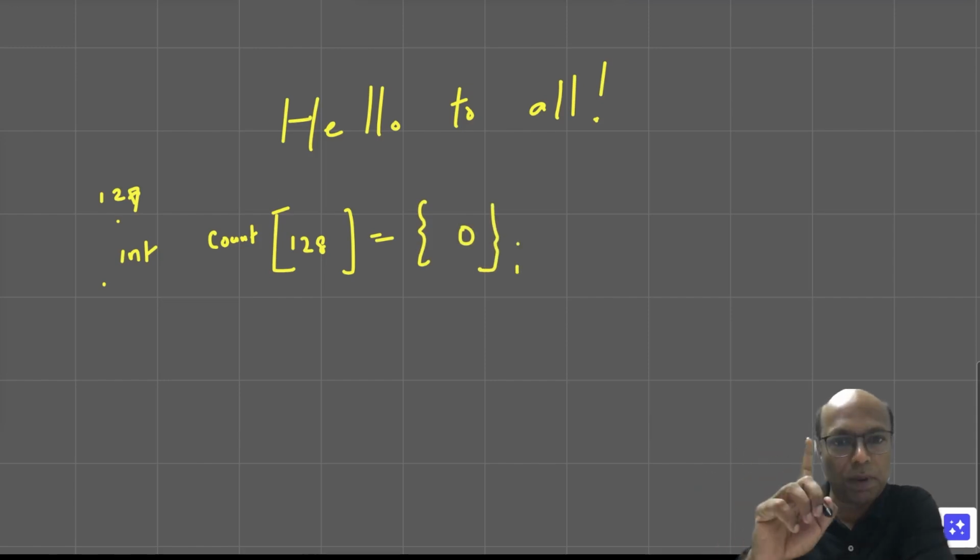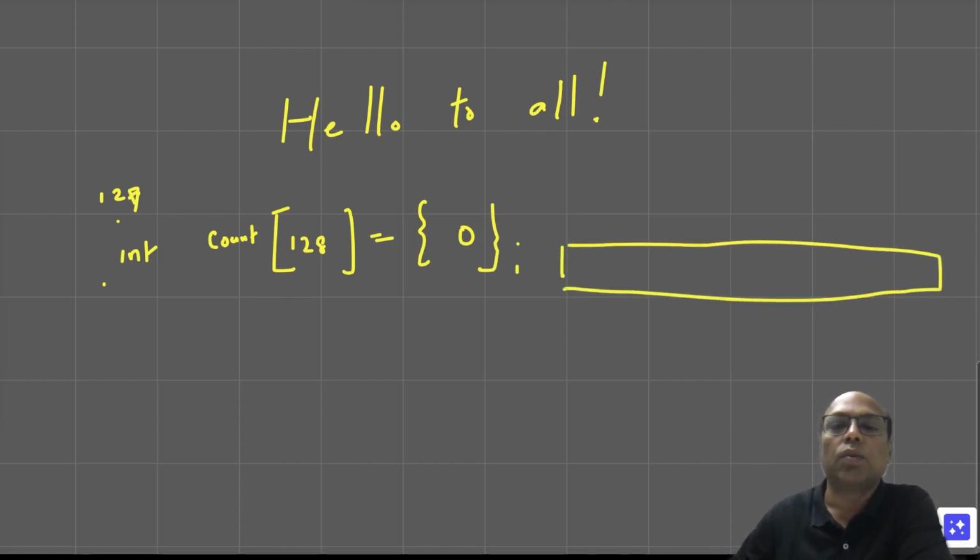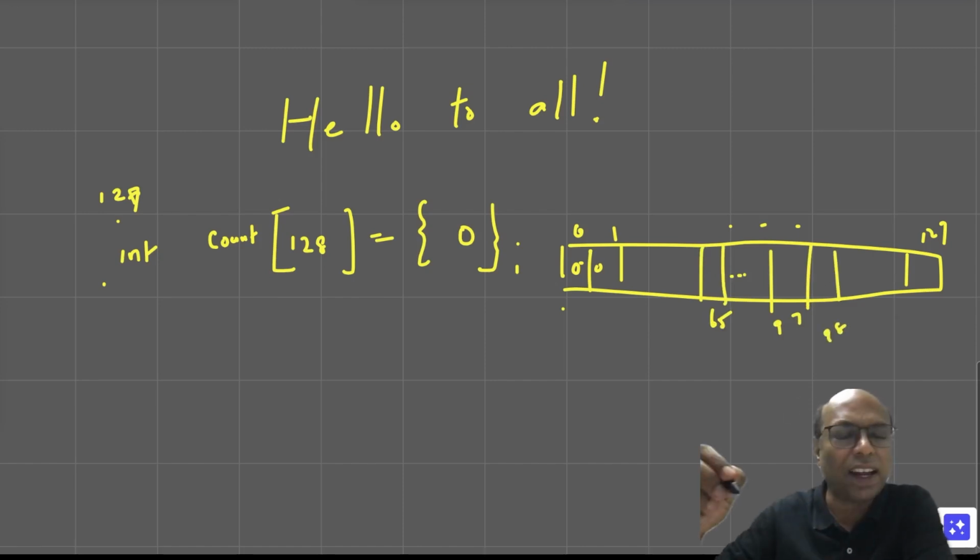If we initialize one element at the line of declaration, the remaining all become 0. Therefore, my array is of size 128, indices 0 till 127, and all blocks are initialized to 0. This is my 65, this is my 97, this is my 98, it goes like this. When I say character, it does not store the character, it stores an ASCII value.